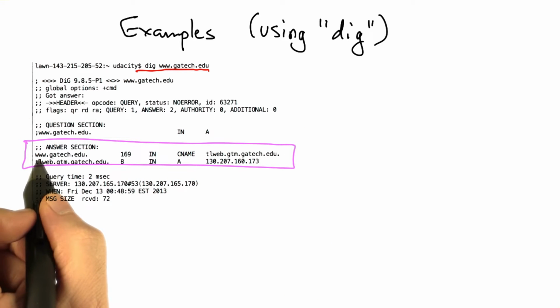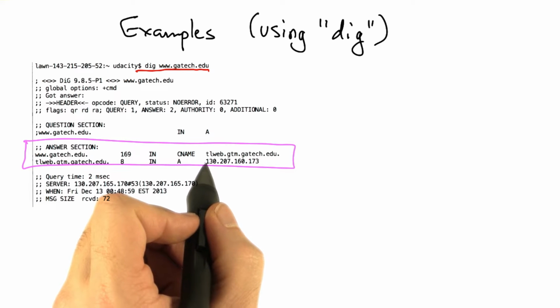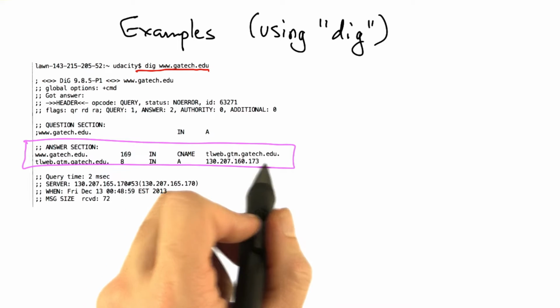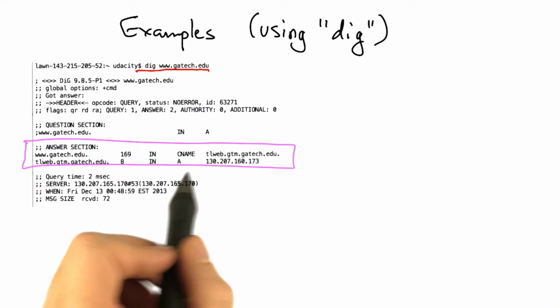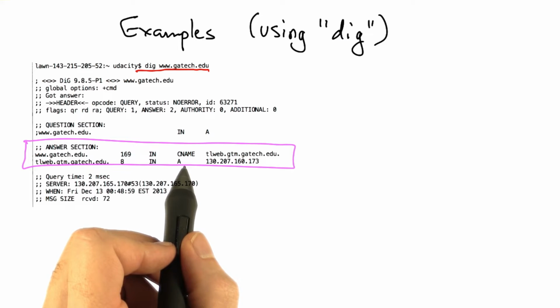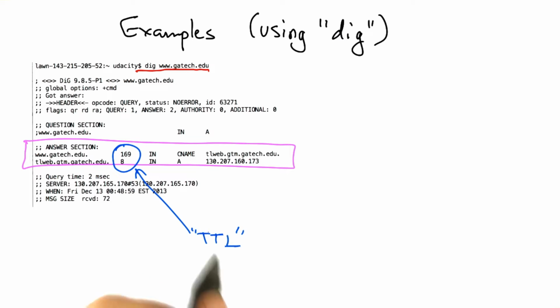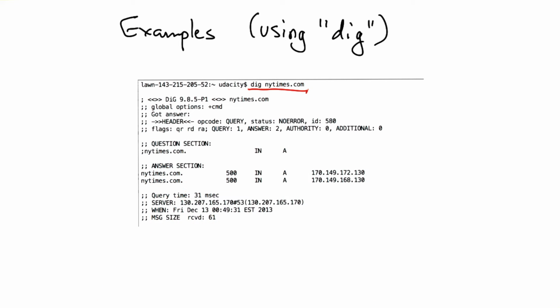Here's our answer. You can see that the answer actually has a CNAME in it, which basically says, well, you asked for gatech.edu, but in fact, what you really want to ask for is tlweb.gtm.gatech.edu. So then we issue an A record query for that name, and we ultimately get the IP address. These numbers here indicate the time to live, or the amount of time in seconds that the entry can be stored in the cache.